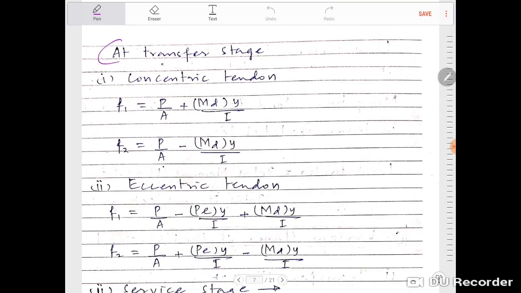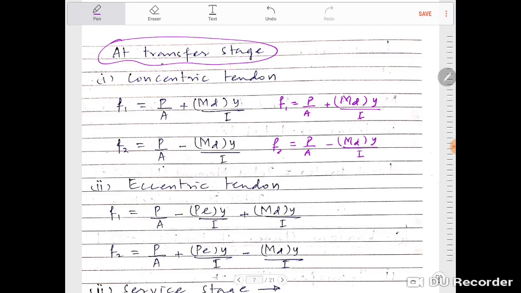So at the transfer stage, if you write down for the concentric tendon that we have discussed, the value of F1 will be equal to P by A plus MD, that is the moment due to the dead load, into Y divided by I. F2 will be equal to P by A minus MD Y divided by I.